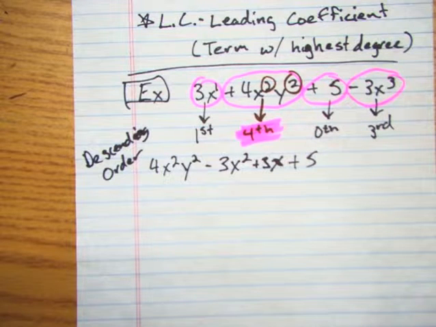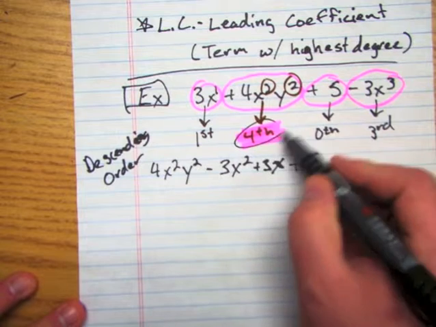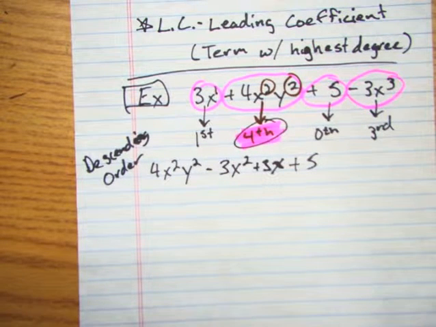Any questions so far? So now the highest degree monomial is also the highest degree of the polynomial.